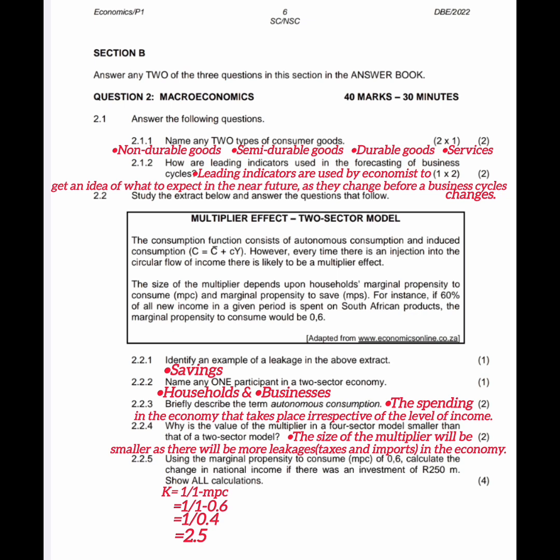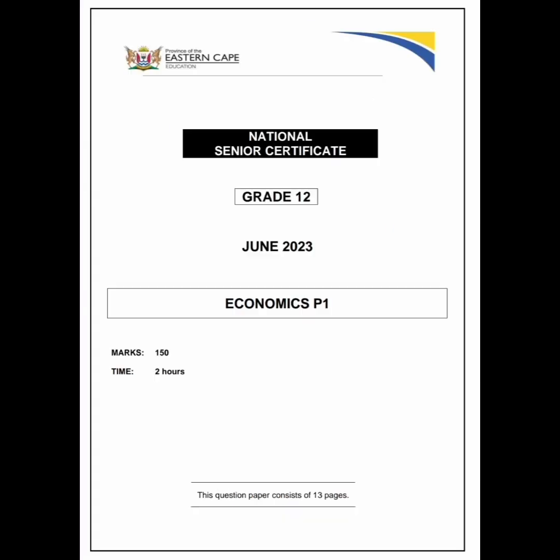We know that change in income is equal to change in injections times K. So we're going to say 250 million times 2.5 is equal to 625 million. And then that is our calculations for this question, right? I hope you are following. So this is our 2023 paper, which is from the Eastern Cape.